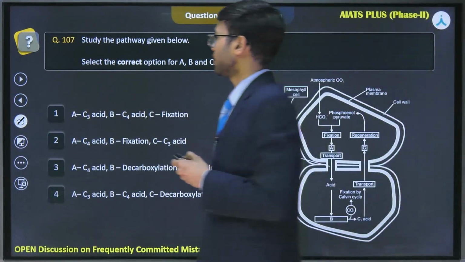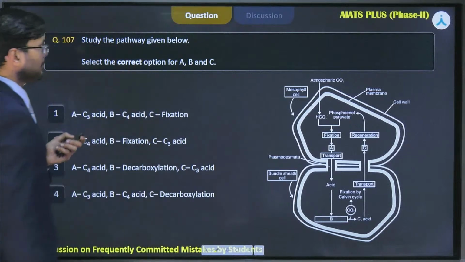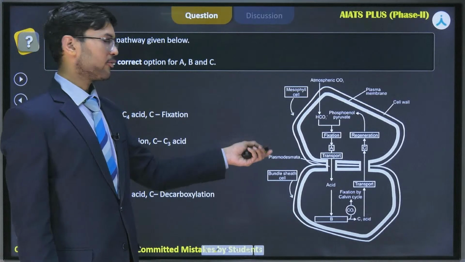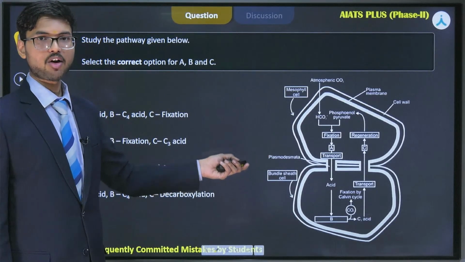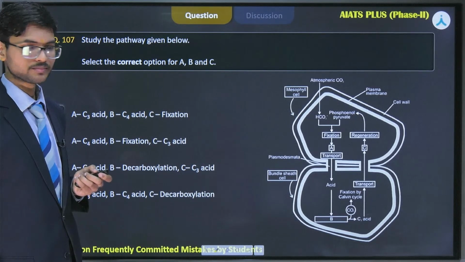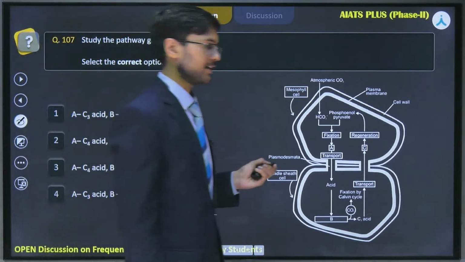Now in this question, question number 107, study the pathway given below. So there is a pathway. Tell me which kind of pathway is it? Is it C3 cycle or C4 cycle? Yes? Is it C3 or C4 cycle?